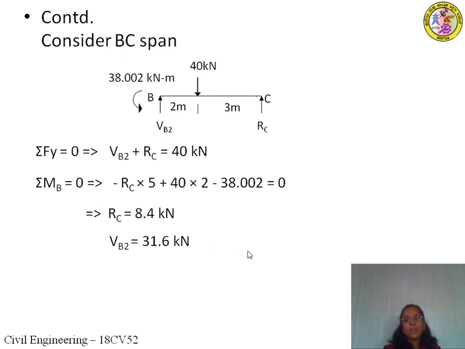kilonewton. So reaction at B is calculated as the summation of VB1 and VB2. So if you substitute the values of VB1 and VB2 as 40.25 plus 31.6, so the total reaction at B is 71.65 kilonewton.